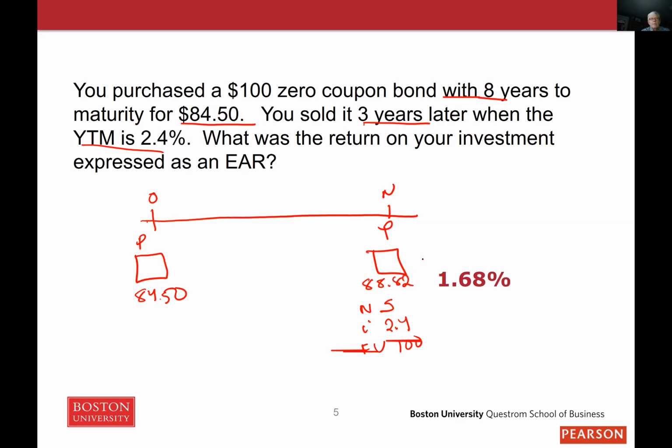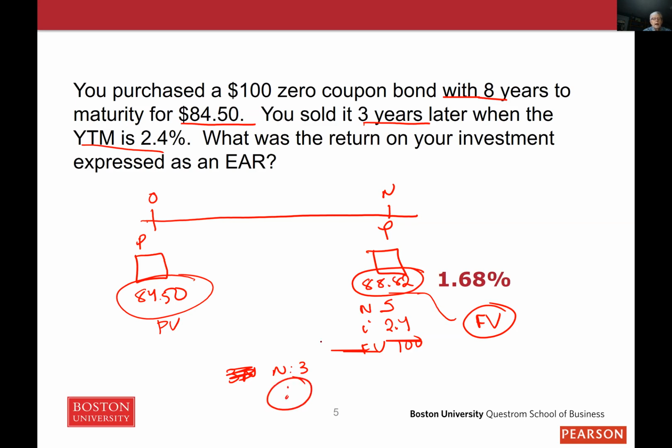So once you have that, then what you're going to do is say, okay, from my perspective as an investor, this is what I invested at the beginning. So this was my present value. This is what I got at the end. So that's my future value. I held this investment for 3 years. So N is going to be 3. And then you solve for I, and that'll give you the I for each year.